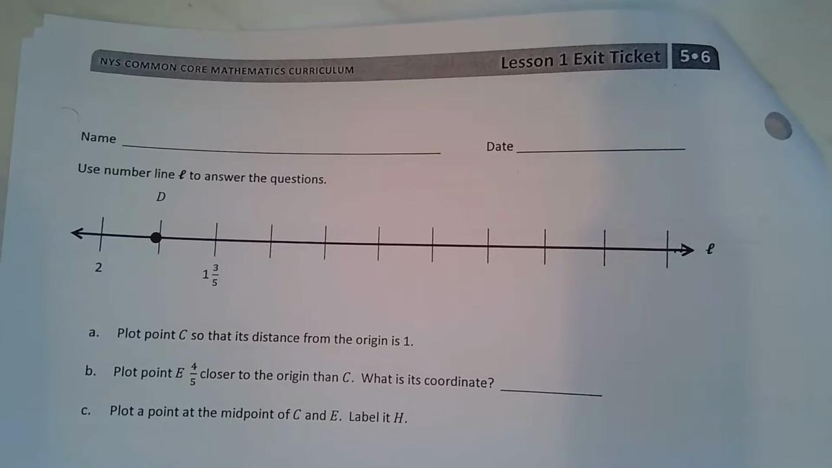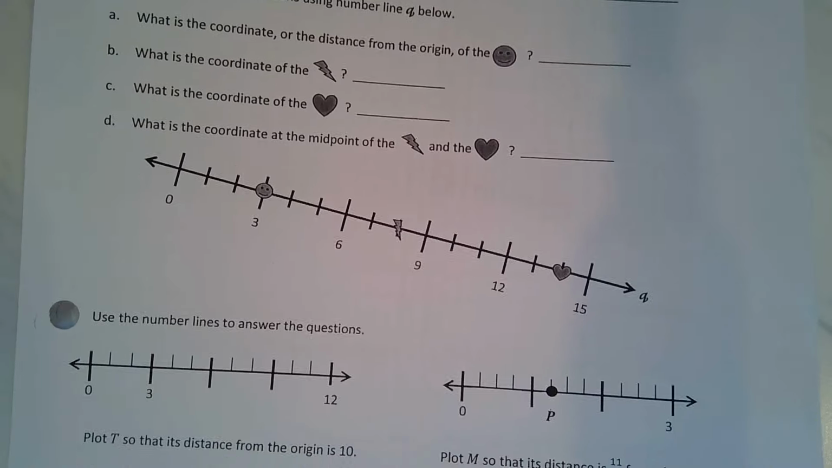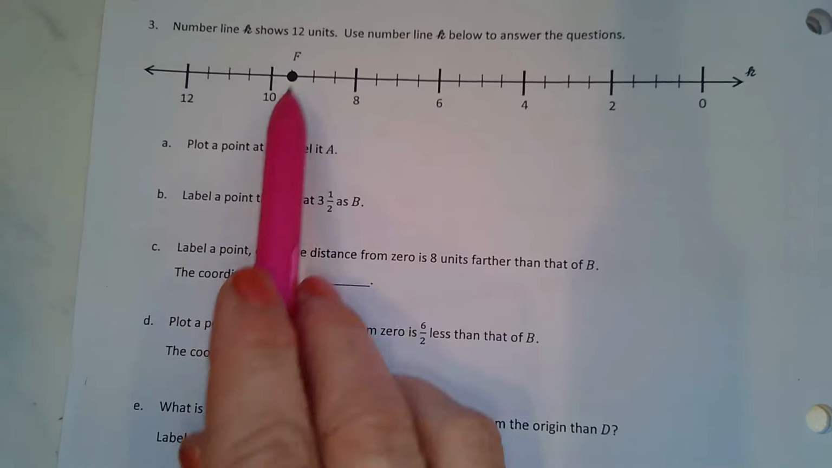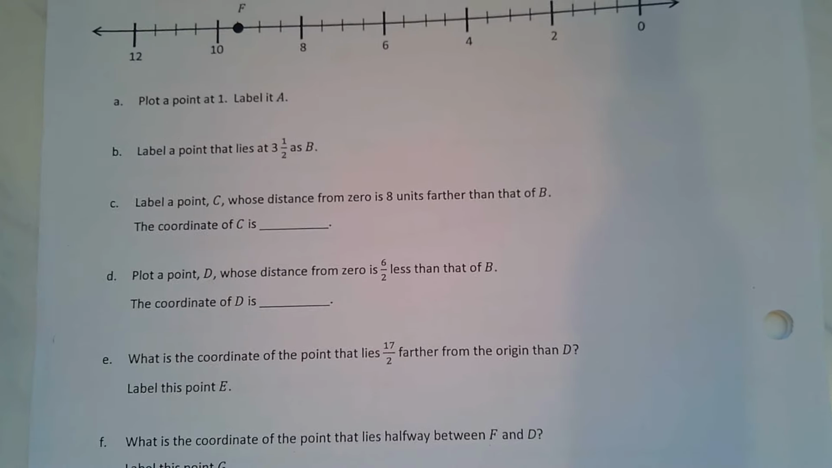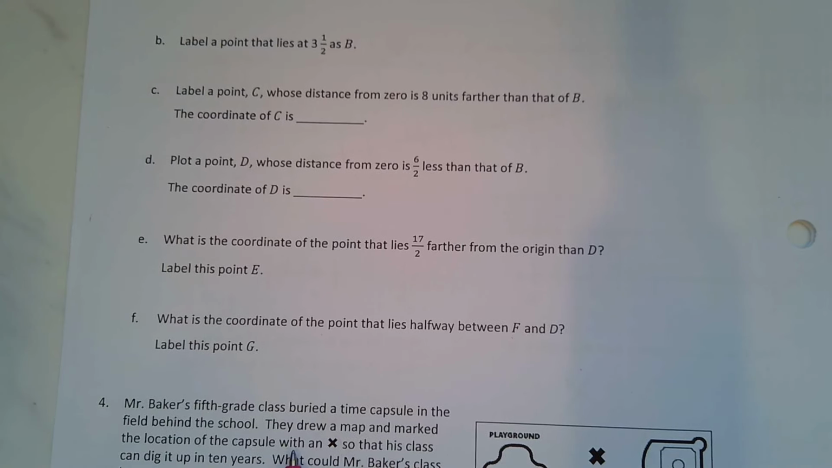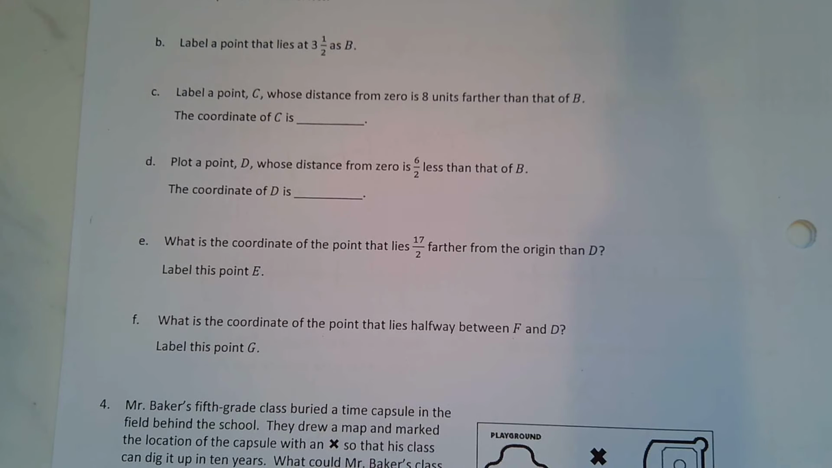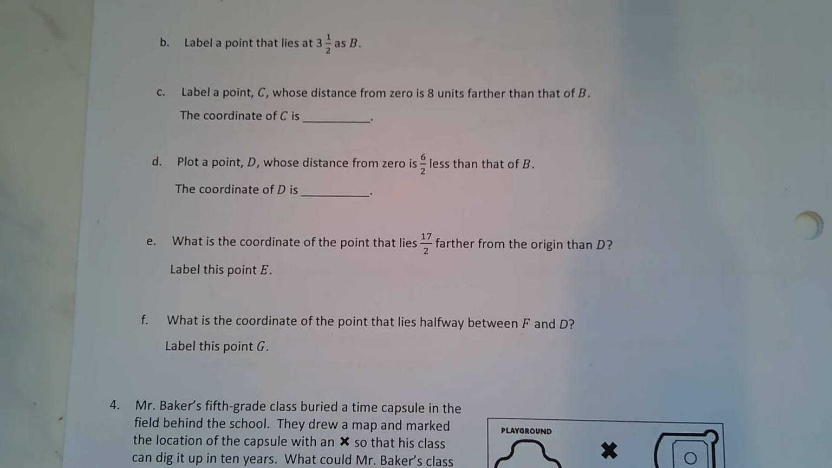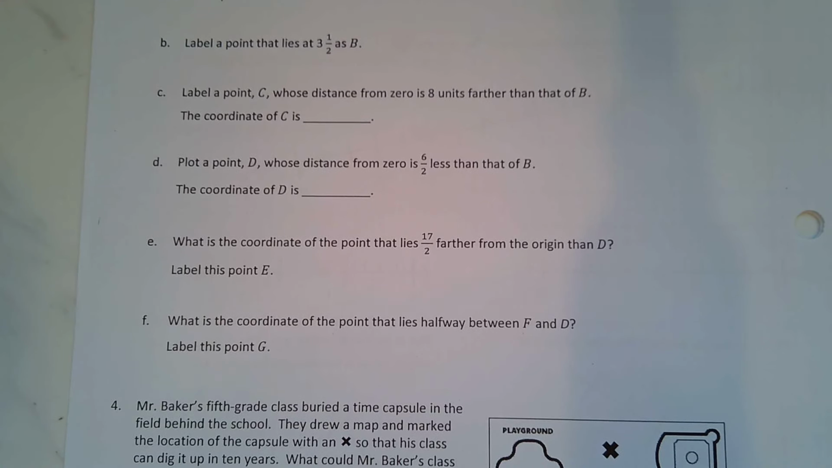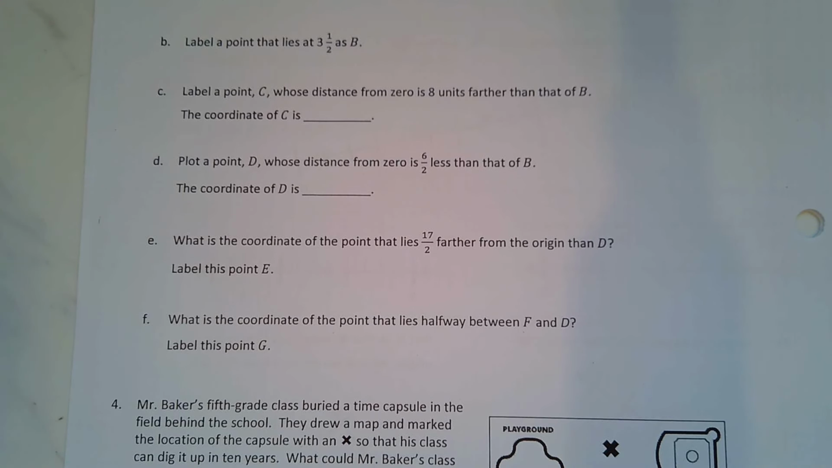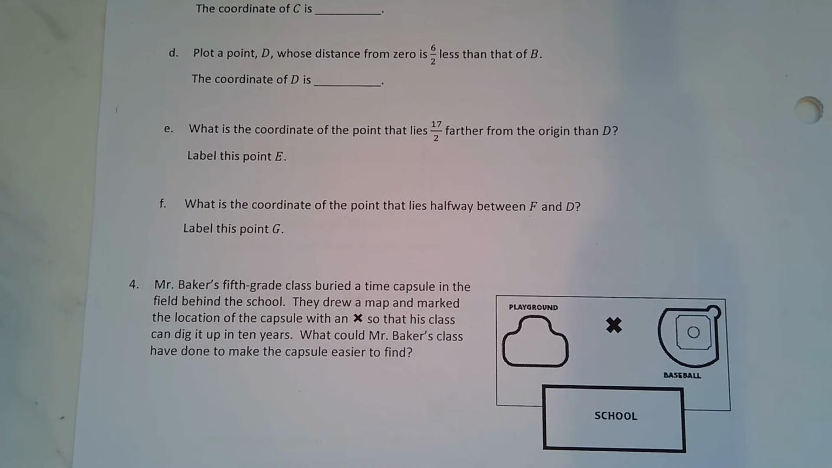Here is your exit ticket. Label and answer the questions. Here is your homework. On the back, doing the exact same thing we did in the problem set. And then Mr. Baker's 5th grade class buried a time capsule in the field behind the school. They drew a map and marked the location of the capsule with an X so that his class can dig it up in 10 years. What could Mr. Baker's class have done to make the capsule easier to find? So you're going to answer this question here.